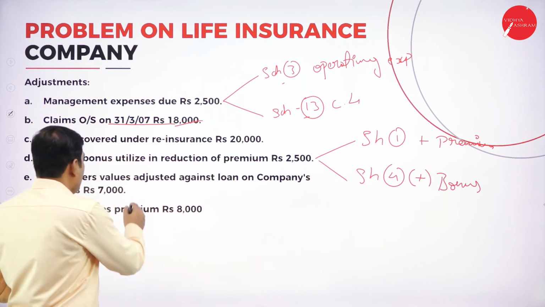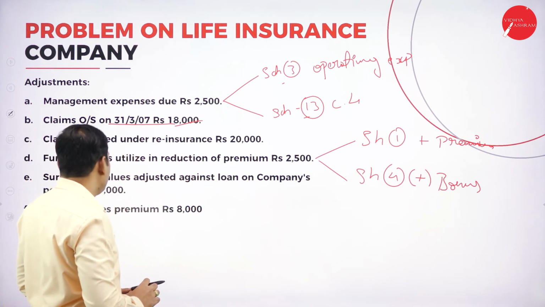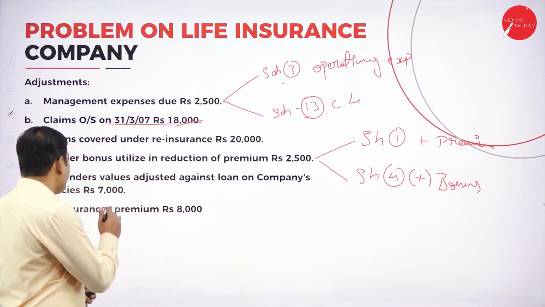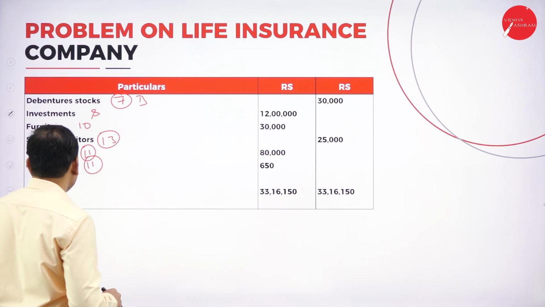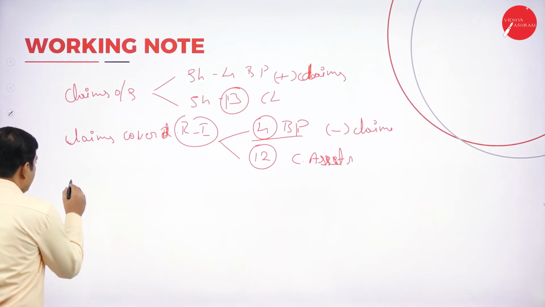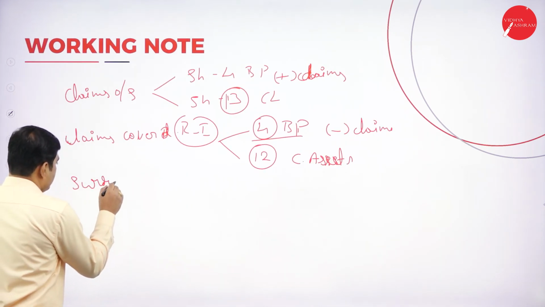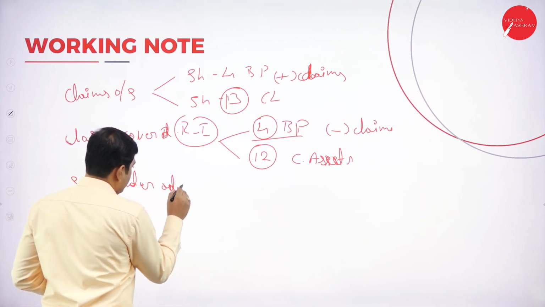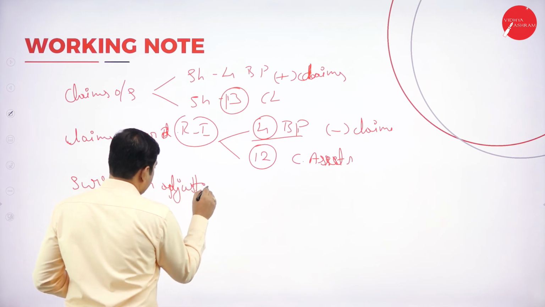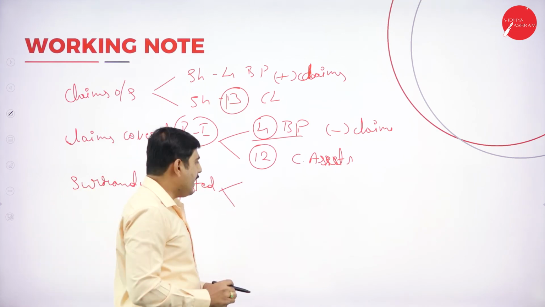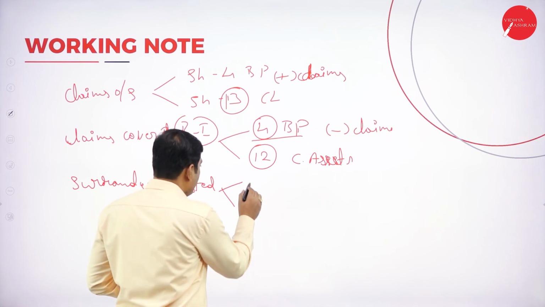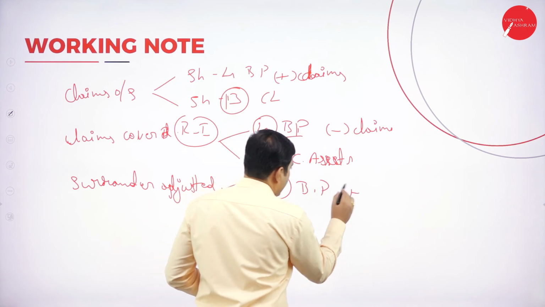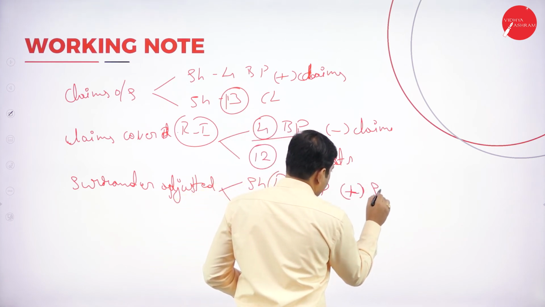Next one, surrender value adjusted against loans on policies, the company's policies. Now next adjustment, surrender value adjusted against loans on policies. We'll write here, surrender adjusted. Where can we show this one? Where surrender appears, schedule number 4, benefits paid. So add to surrenders.